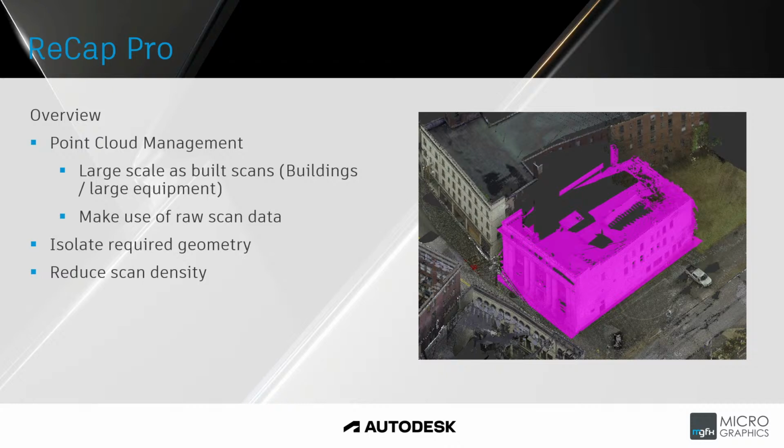It also allows you to reduce the density. These scans can have tens of millions of points within them, and we may not need to have so many scan points. So we would be able to, what we call, decimate the scan to reduce the density, reduce the number of points, make it a little bit more lightweight for your computer to handle if you find that your computer is struggling to handle the large scan.